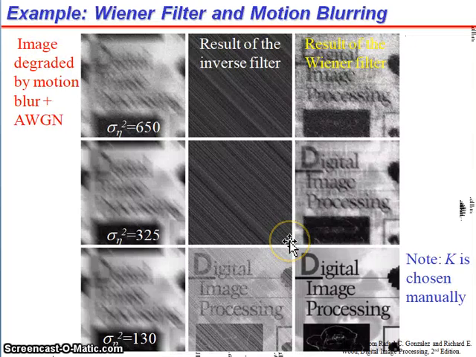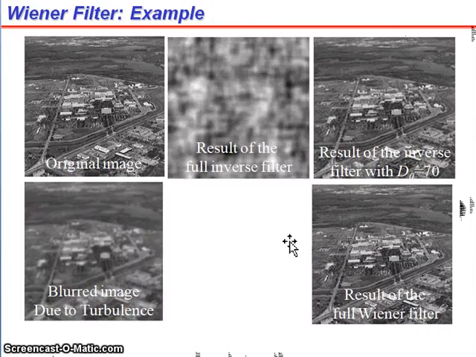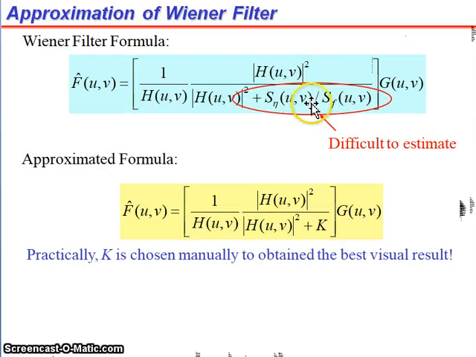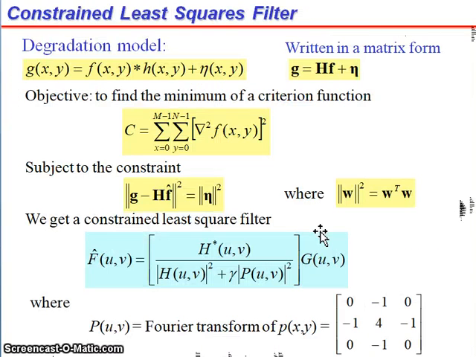Now coming to the third filter, the constrained least squares filter. What is the problem in the previous case? The K value. K is nothing but the ratio of noise to image power spectrum values. It is very difficult to estimate this value. That's why we chose the K value manually. That is the drawback here actually.